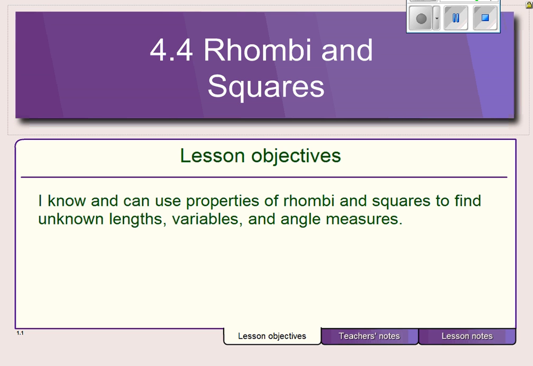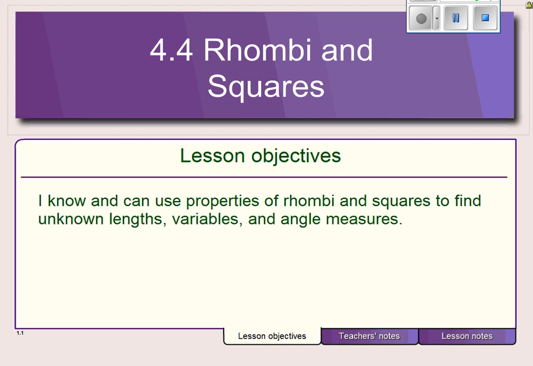All right, geometry folks, this is 4.4. We're talking about rhombi and squares. Now, here's what you've got to remember. First off, rhombi and squares are also parallelograms. So everything that was true with a parallelogram is also true with the rhombi and square. So opposite sides parallel, opposite sides congruent, opposite angles congruent, consecutive angles are supplementary, and the diagonals bisect.